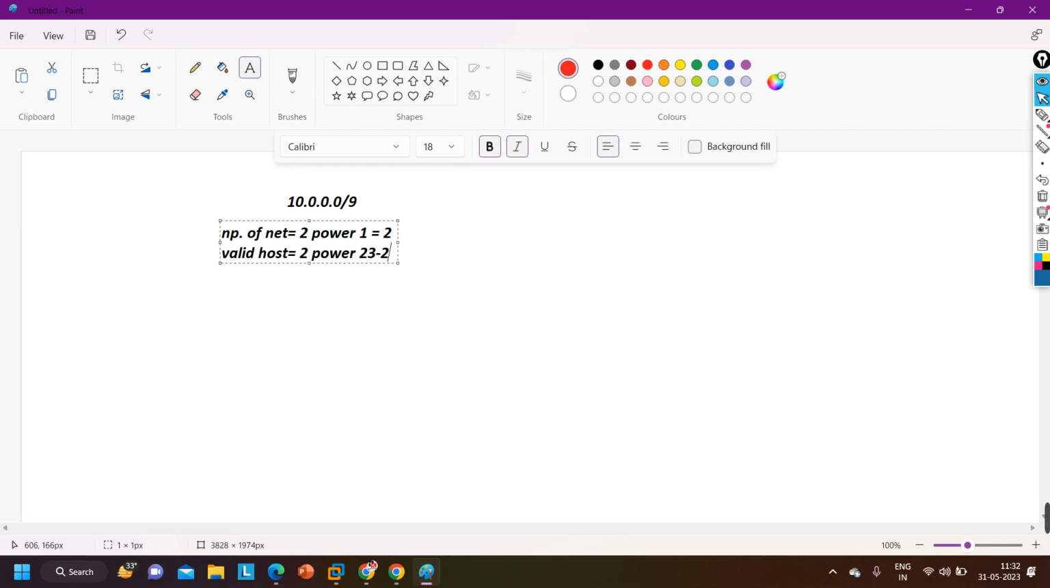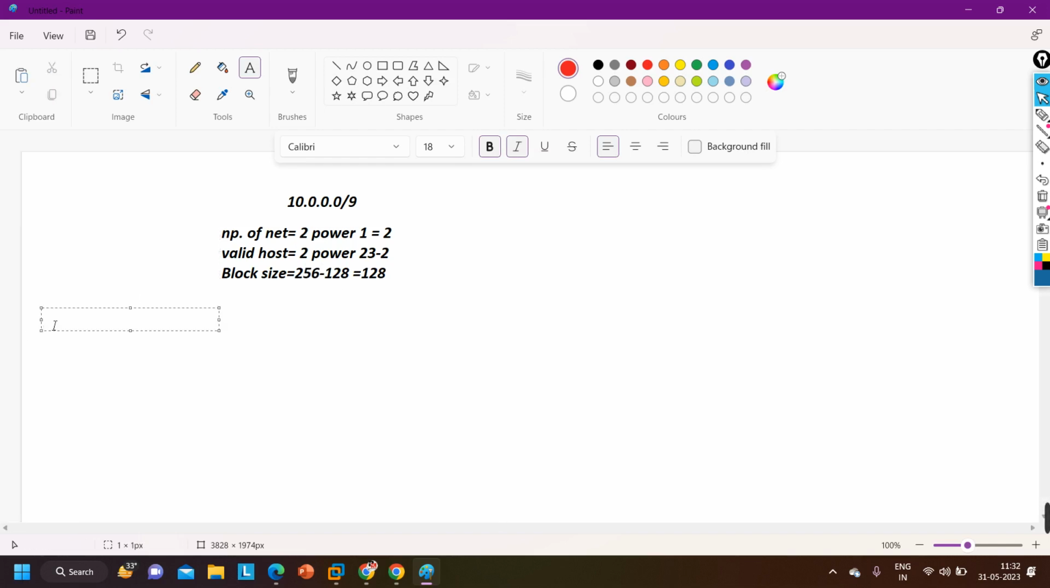So generally, 2 power 23 is going to be 8388608. Whatever value you get, you can calculate, minus 2. After that, block size. This is again important. 256 minus 128. Yes, 128. So block size will be 128.